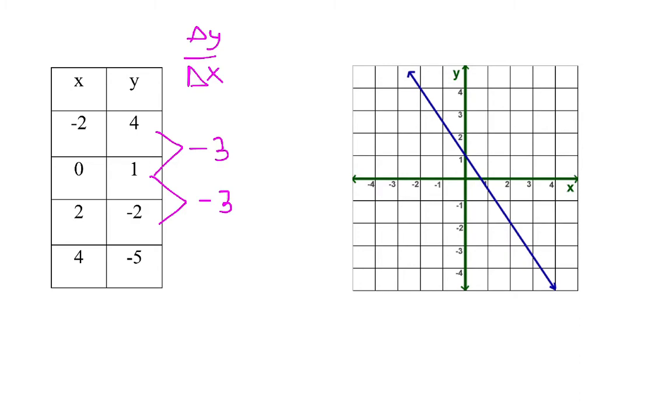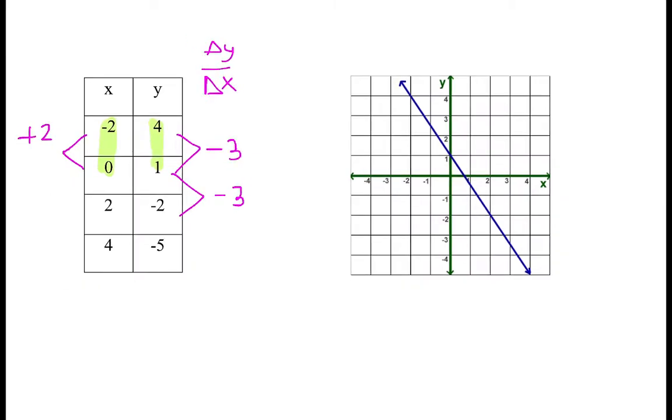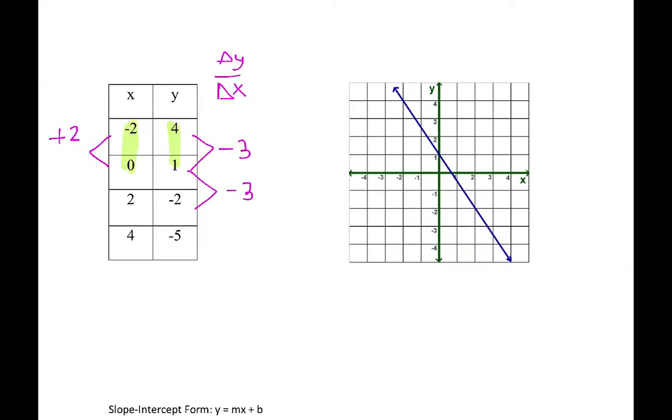Okay, so now let's find the change in my x's. Whatever y's you pick to find the change of, you have to use the same x's. So let's figure out how my x's change from negative 2 to 0. Well, to get from negative 2 to 0, I am adding 2. All right, so I have the change in my y's, I have the change in my x's.